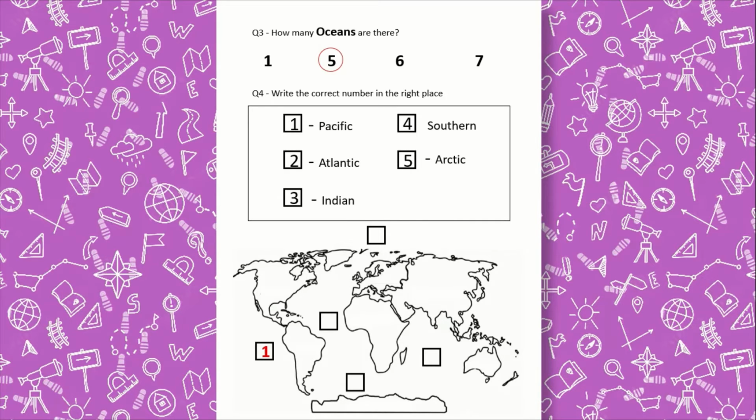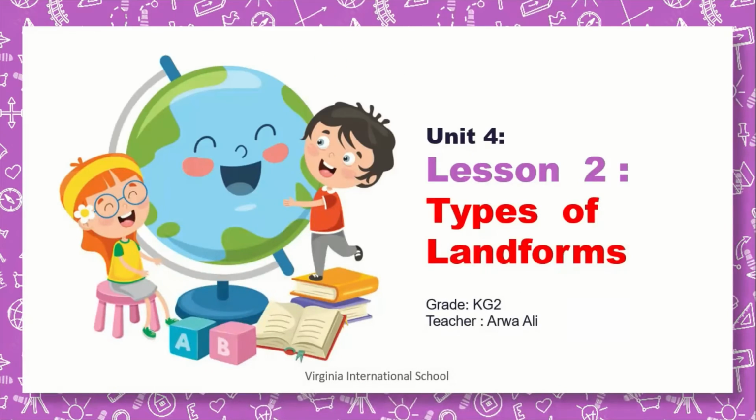Number 2. Right here. Correct. Number 3 is the Indian Ocean, which is next to India and below Asia. Number 3. Here. Correct. Number 4 is Southern, which is all the way down. Number 4. Correct. Number 5 is all the way up, the Arctic Ocean. Where is number 5? Right here. Correct.